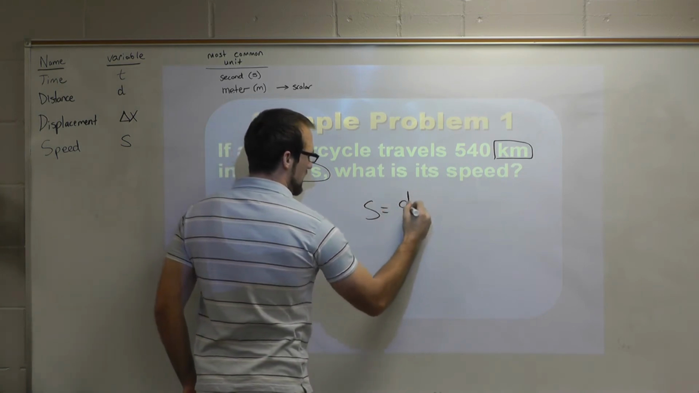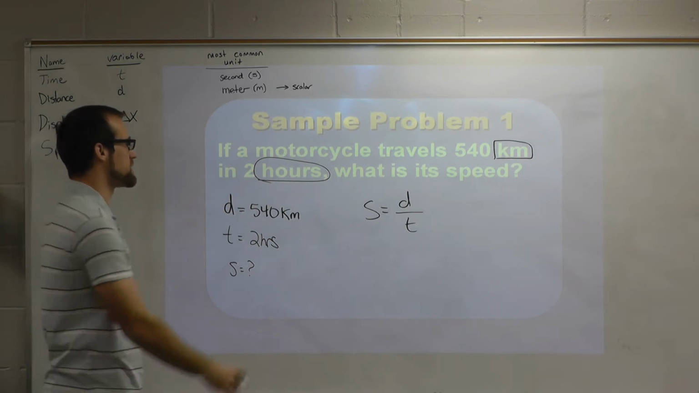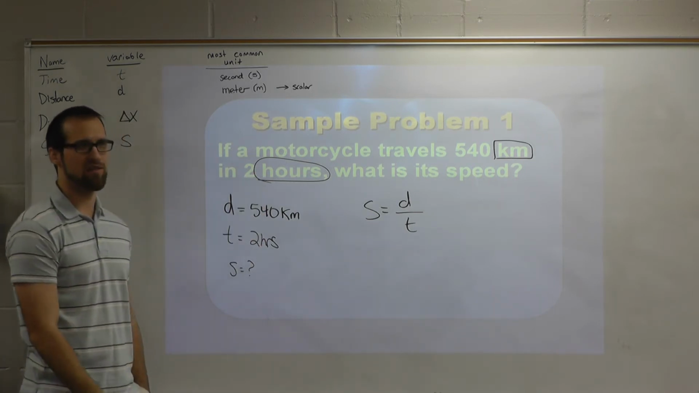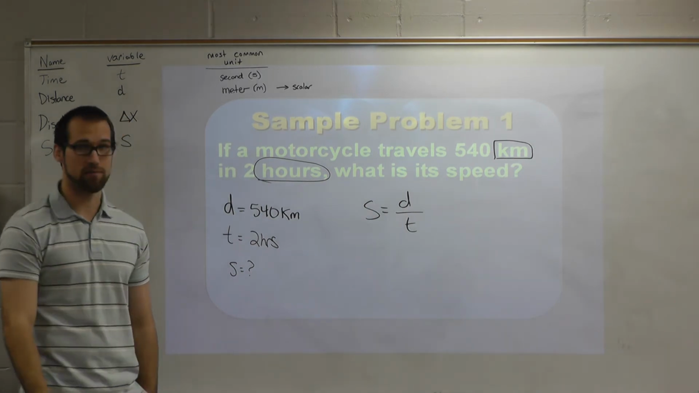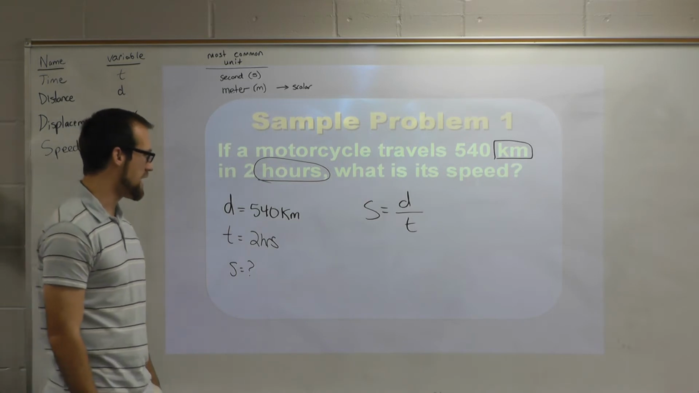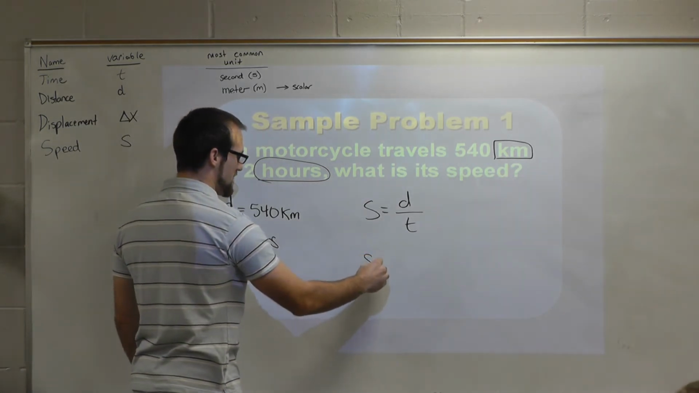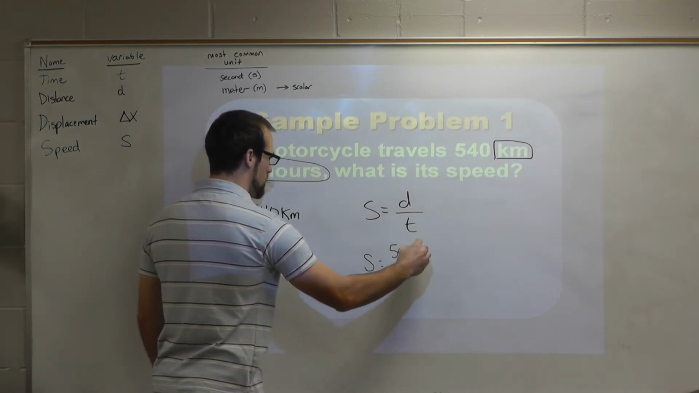S equals D over T, and it is the change in T, but it gave us the change here. Now, could it have given you an initial time and a final time, so that you had to find final minus initial? It may do that. Okay, now you're just plugging in and solving. Thankfully, they just gave us one where we don't have to do any manipulation.